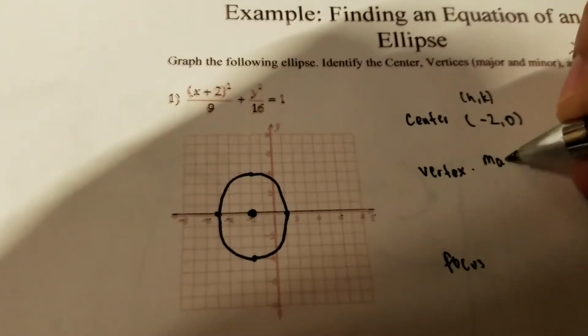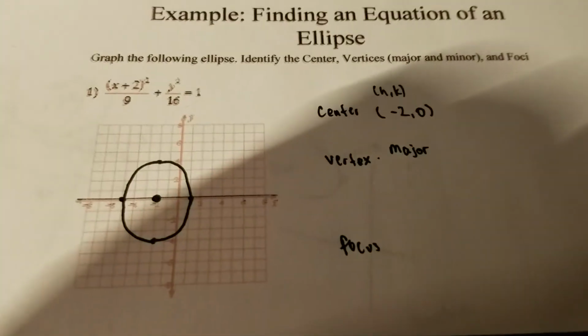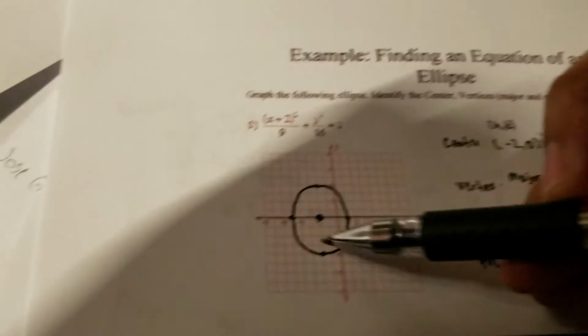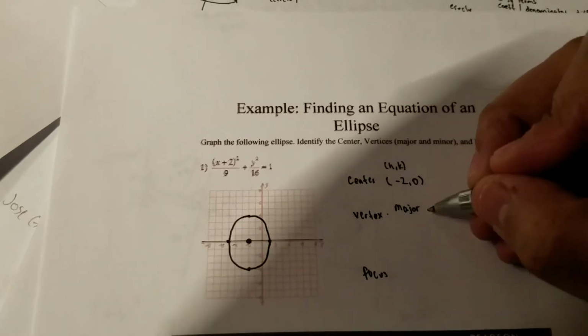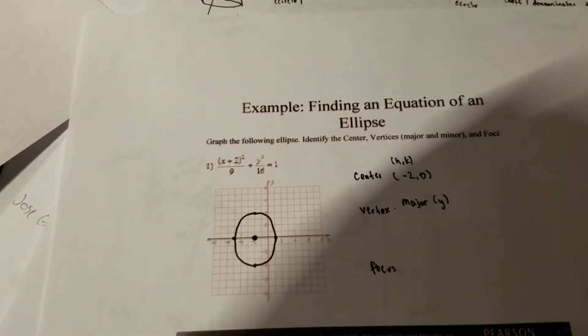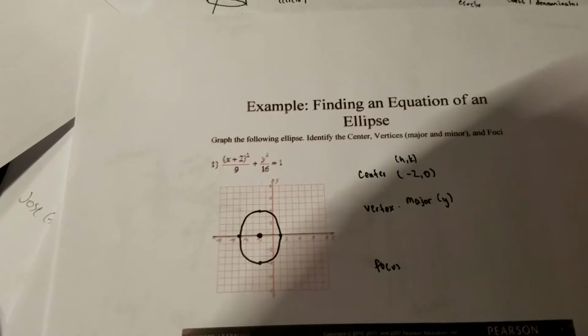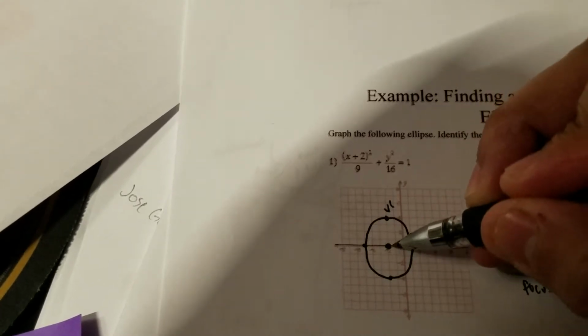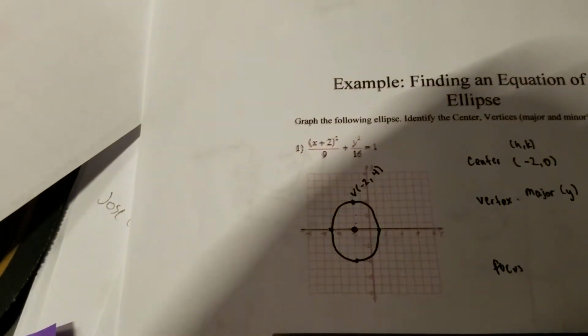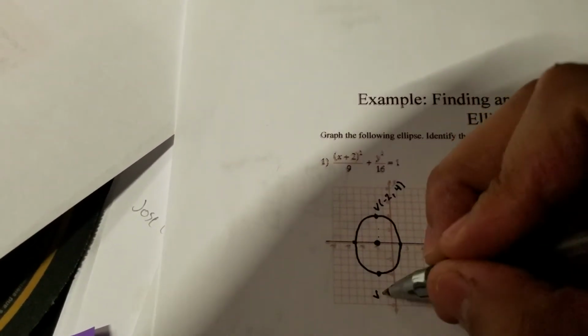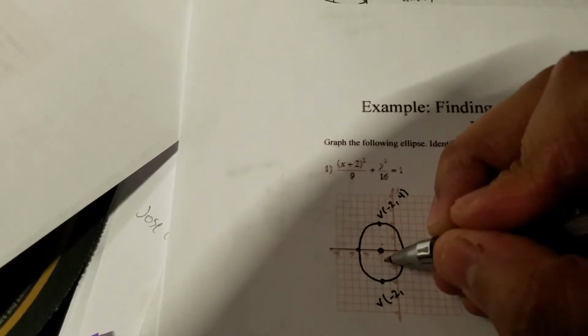So we'll start with the major. Okay, so here I see that it's bigger in the y direction. So let's start with that. The major is in the y direction. Okay, specifically here, this is the vertex at -2 and 1, 2, 3, +4. Okay, I also have another vertex down here at -2 and at -4.